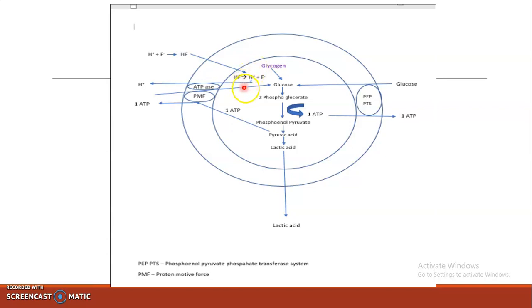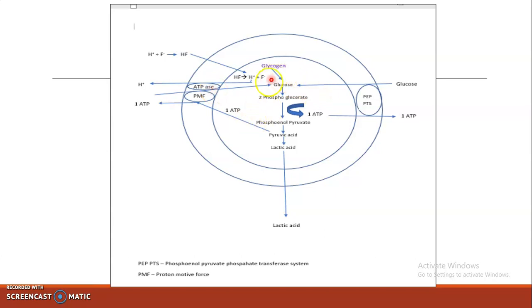Now what happens is this H plus goes on accumulating within the cell. If it accumulates beyond a point, it results in lowering of the intracellular pH, resulting in death of the cell. So this H plus has to be constantly pumped out, and that is how this organism becomes aciduric. Whatever H plus is getting inside is constantly pumped out by an ATPase pump. And fluoride inhibits this ATPase pump. This is the first effect of fluoride. It inhibits the ATPase pump.